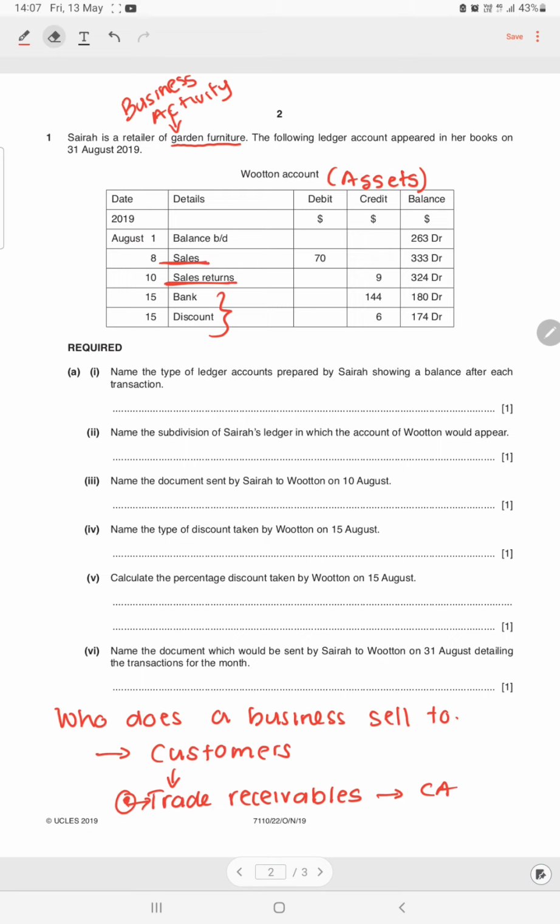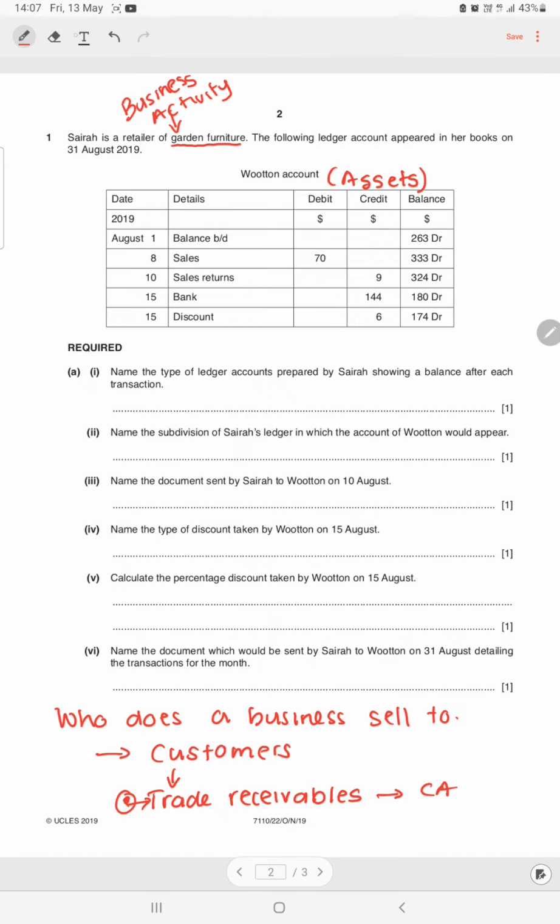Who does the business sell to? Businesses sell to customers. So if we have sales entries and sales return entries, it's clear that the business has sold items to this person, therefore it's a customer. Customers who you sell to on credit, how do you understand that? There's an opening balance. You sell on credit, that means they owe you money. That's why you have recorded an opening balance, an asset of 263. This customer owes you money. I hope that is clear.